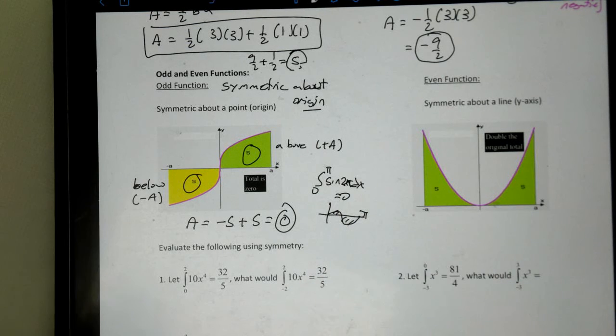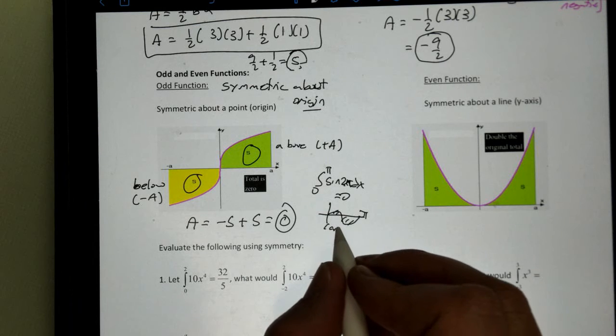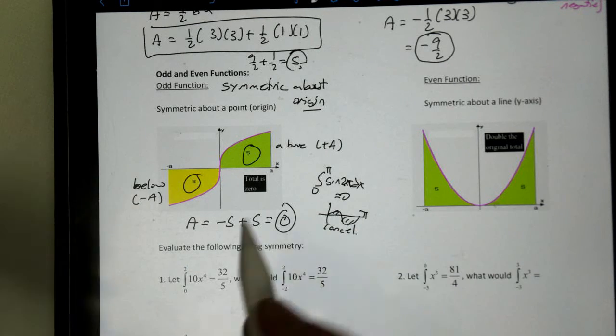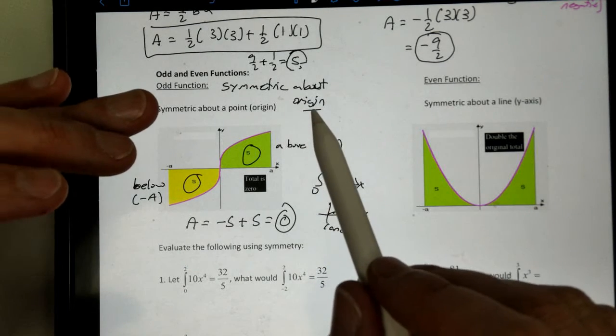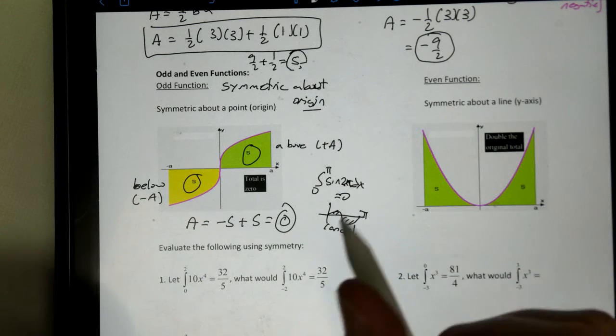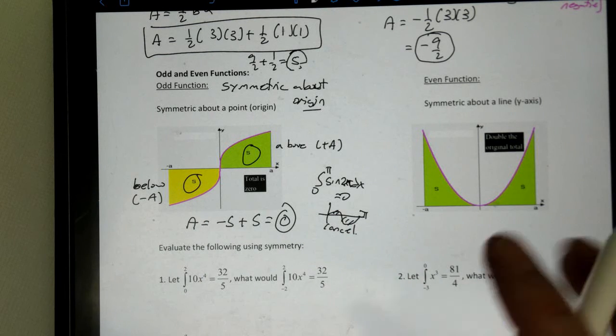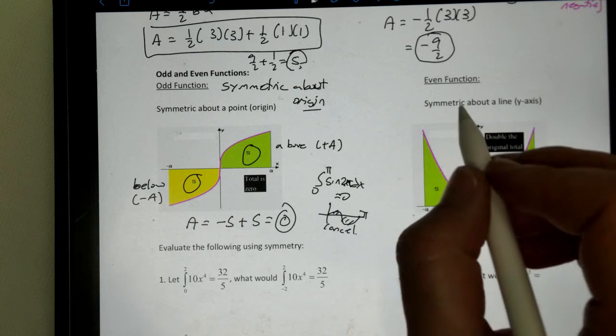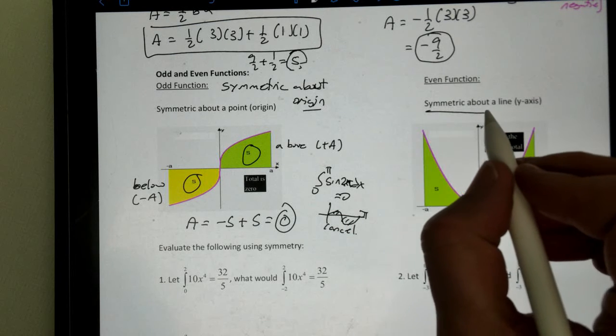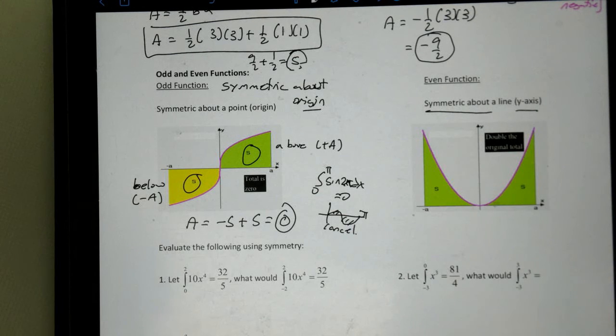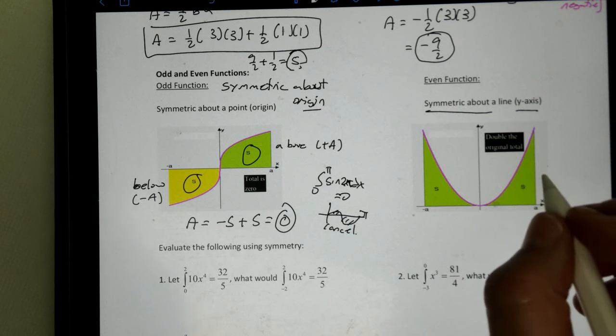Those areas are the same, so they cancel each other out. So if we know a function is odd, we know it's going to become 0. But what if it's an even function, like a parabola, like y equals x squared? Well, even functions are symmetric about a line, most likely the y-axis. And that's what we have here.